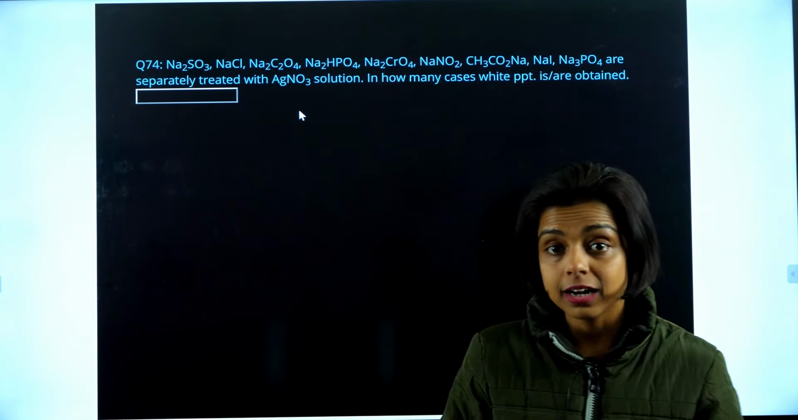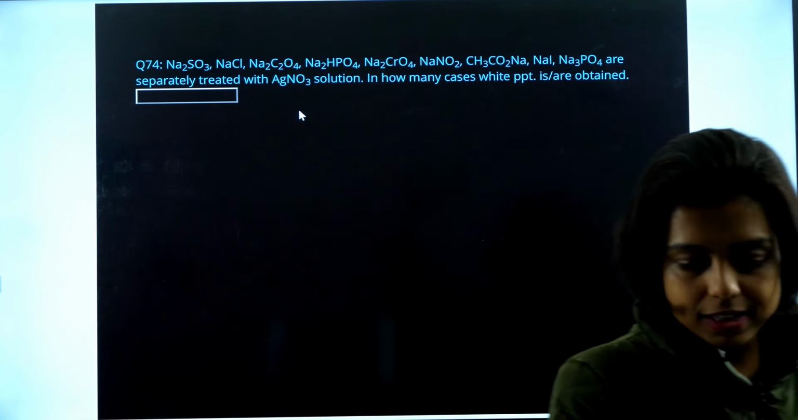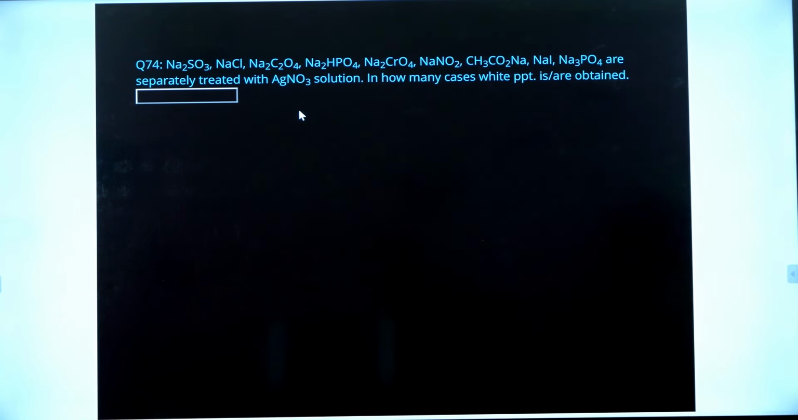But other than that, which will give white precipitates, guys? Quickly let me know the answer, if you can figure it out. And if you can tell the colors of the other complexes also, yes, quickly.